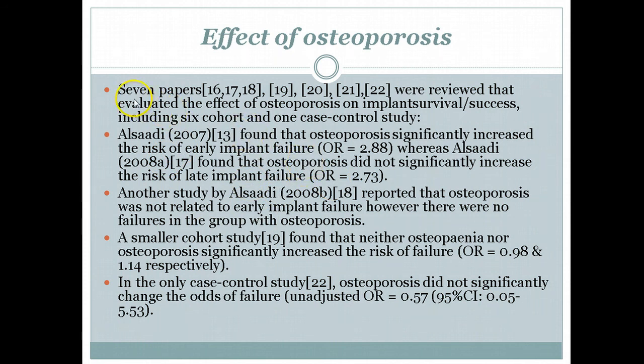Anyhow, 7 papers were reviewed that evaluated the effect of osteoporosis on implant survival and success rate, including 6 cohort studies and 1 case-controlled study. Al-Sadi in 2007 found that osteoporosis significantly increased the risk of early implant failure. The OR value was 2.88, whereas Al-Sadi in 2008 found that osteoporosis did not significantly increase the risk of late implant failure, with OR 2.73.